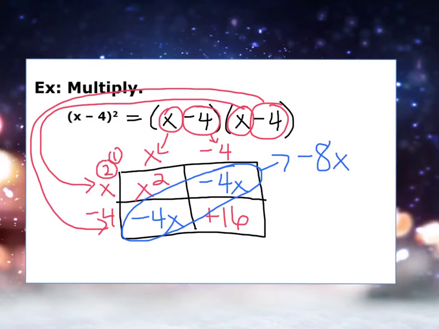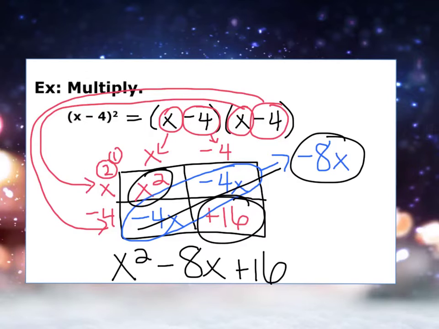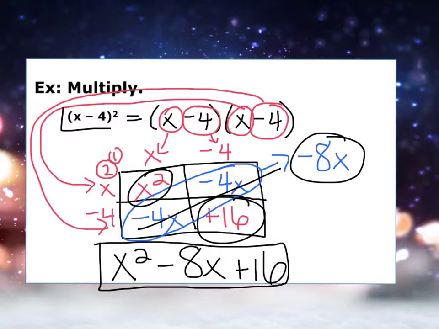And now I write my terms from highest to lowest degree, so they're in standard form for my final answer. So x squared will go first, followed by negative 8x, so minus 8x, followed by positive 16, plus 16. And now I've used all terms to rewrite my polynomial, and I multiplied these two binomials together, and this is my answer.